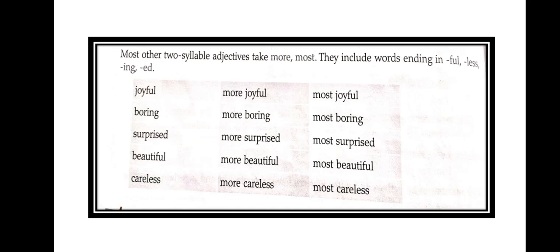Here we have to write more joyful or most joyful. Boring, here also ING is there, so you can understand when we have to use more. Keep in mind that more is used when the adjective ends with FUL, LESS, ING or ED. Boring, more boring, most boring. Surprised, more surprised, most surprised. Beautiful, more beautiful, most beautiful. Careless, more careless, most careless. So I hope you have understood.